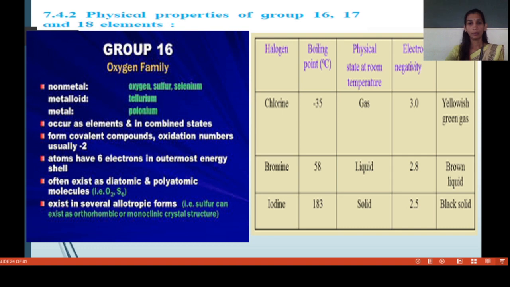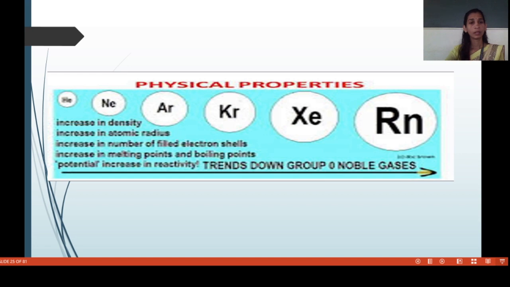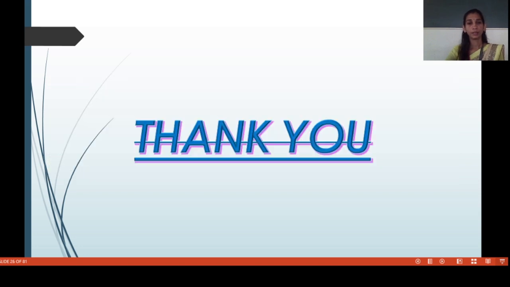In this table, the physical properties of groups 16 and 17 are given in short form. These are the physical properties of group 18, that means the noble gases: increasing density, and atomic radius increases with the number of filled electron shells. Thank you.